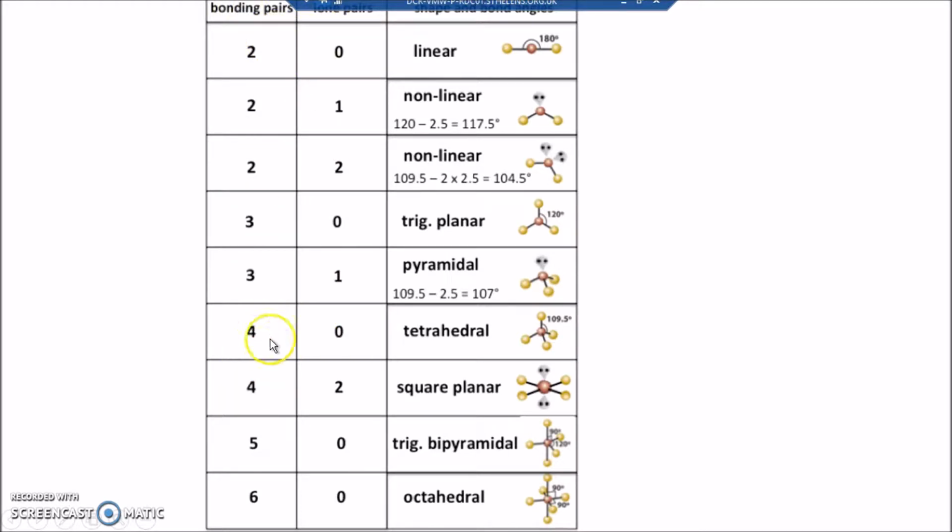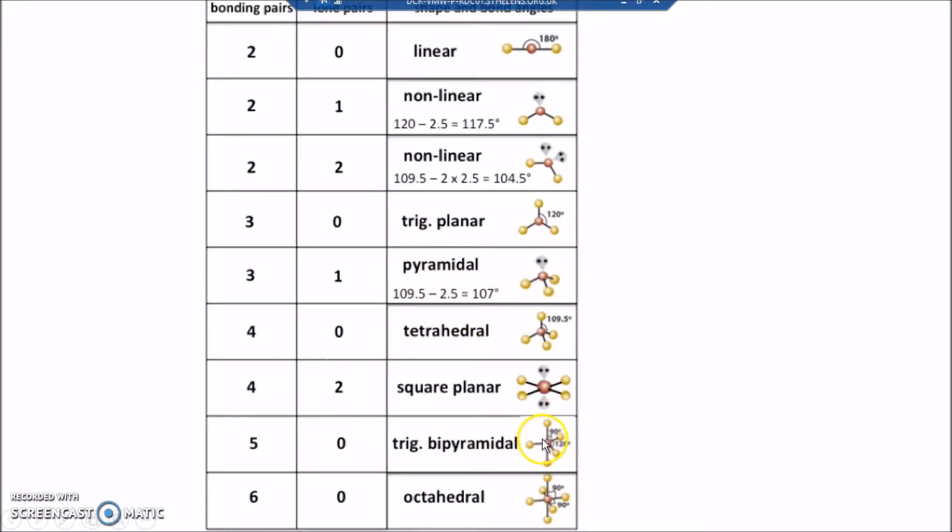So 4 bonding pairs, 4 add 0 is 4, so that's larger than 3, so it's no longer flat, it's no longer planar, and it can go into a tetrahedral shape to give a bond angle of 109.5. Remember that 109.5 because that's going to come in useful when we consider what happens when we introduce lone pairs. So let's have a look at 5 then.